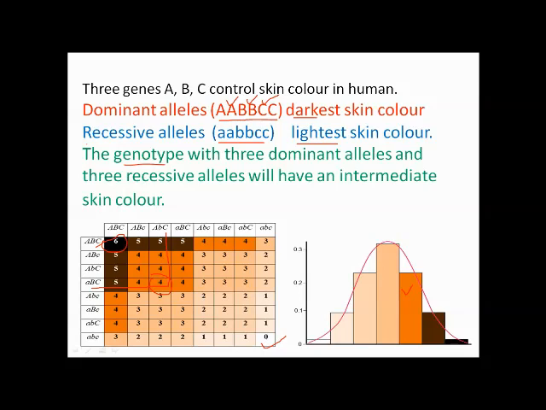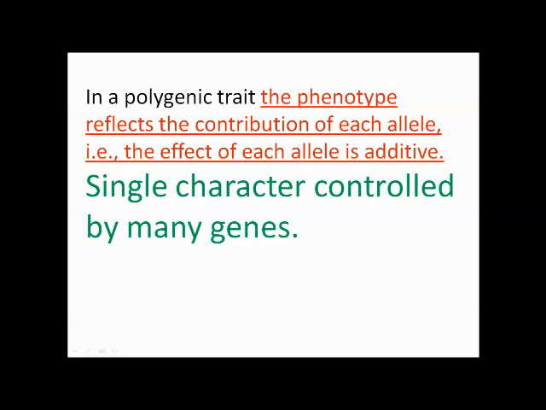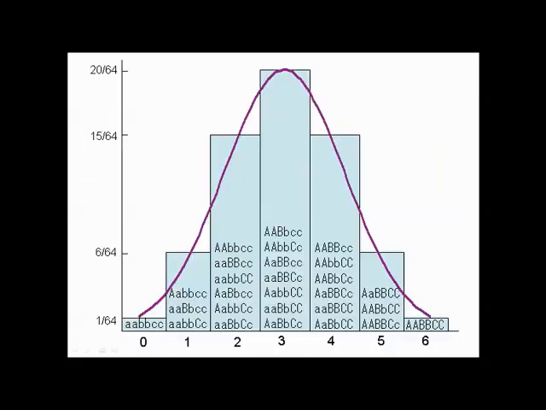So we can see this is the same: a single character controlled by many genes. Here also you can see the 64 combinations that were seen, and they show different traits. The maximum we find is this one, or trait number 3 was found to be the maximum. And if you go and find out, you'll find the ratio like this.